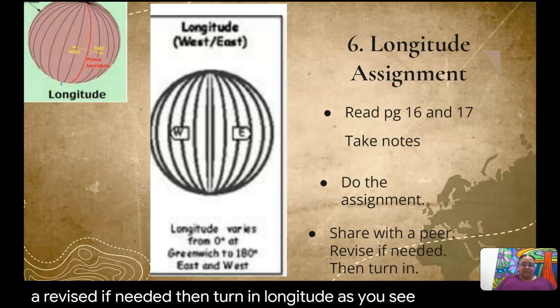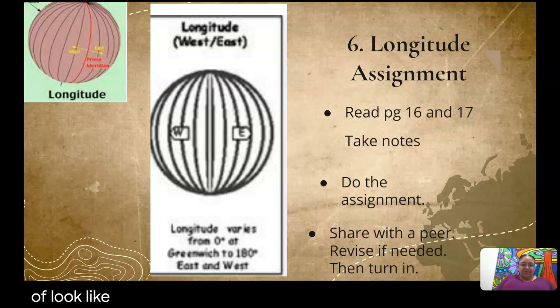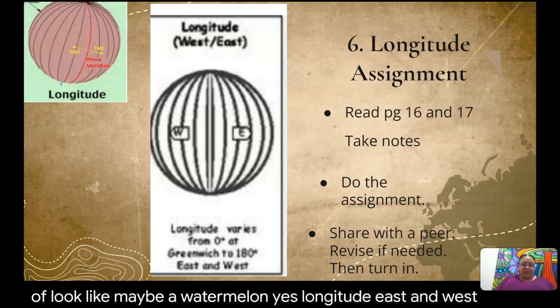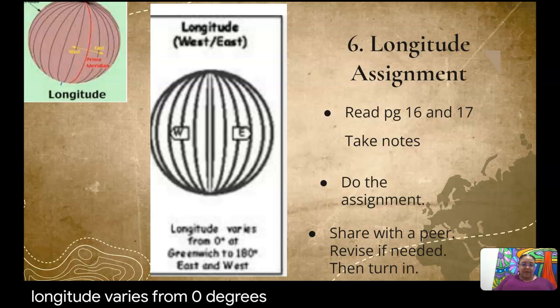Longitude, as you see, what does it kind of look like? Maybe a watermelon? Yes. Longitude, east and west. Longitude varies from 0 degrees at Greenwich to 180 degrees east and west, or Greenwich. It depends on where you're from and how people pronounce it.